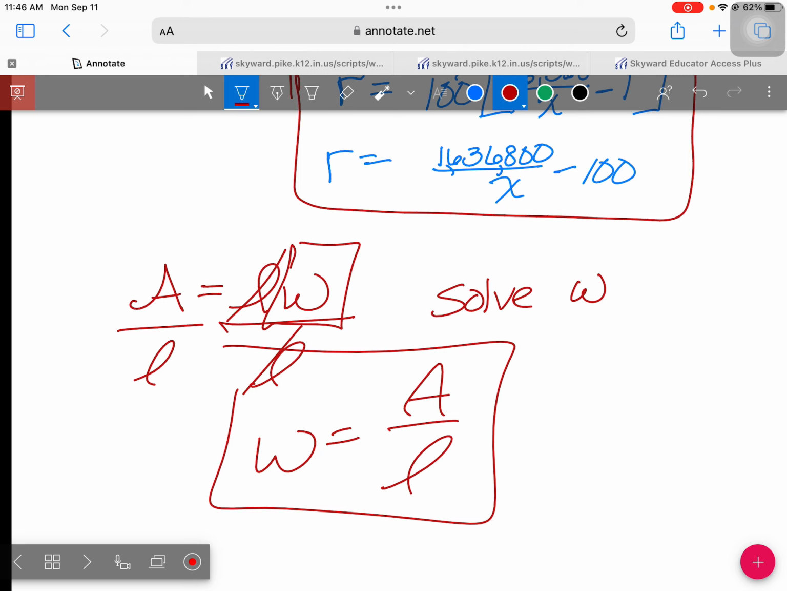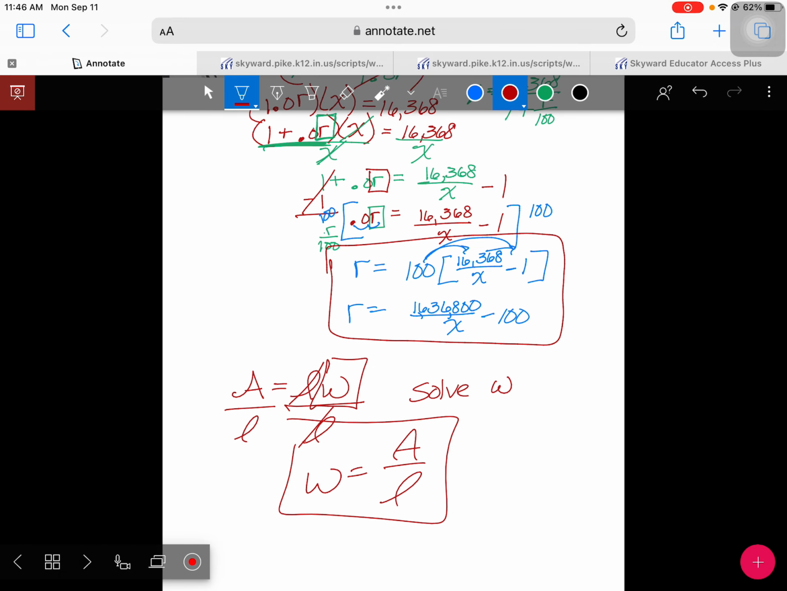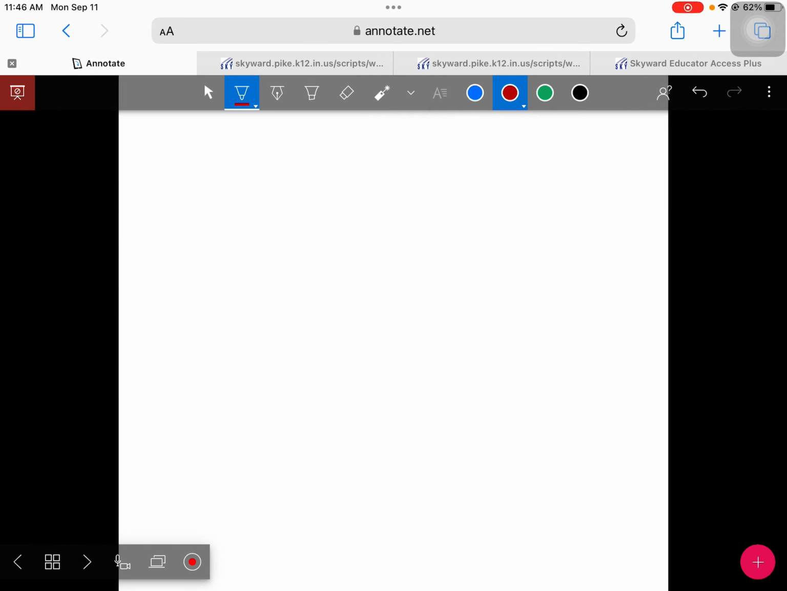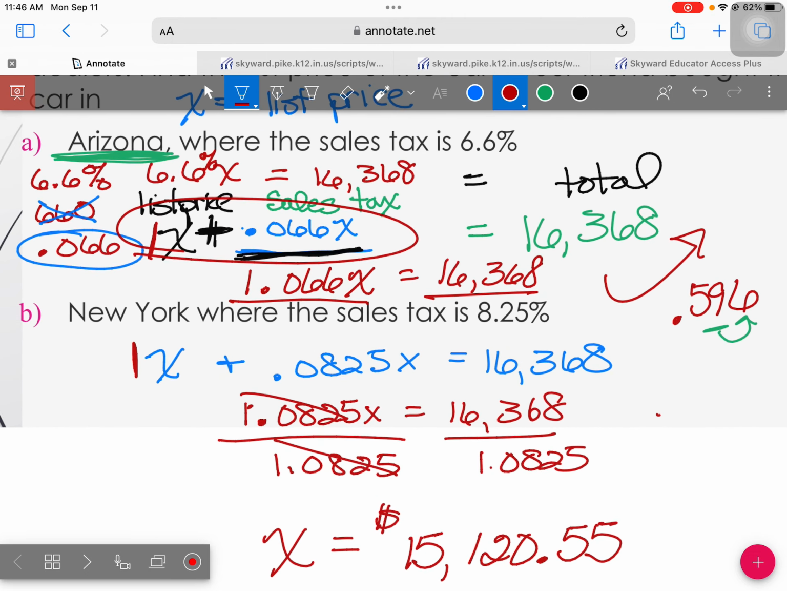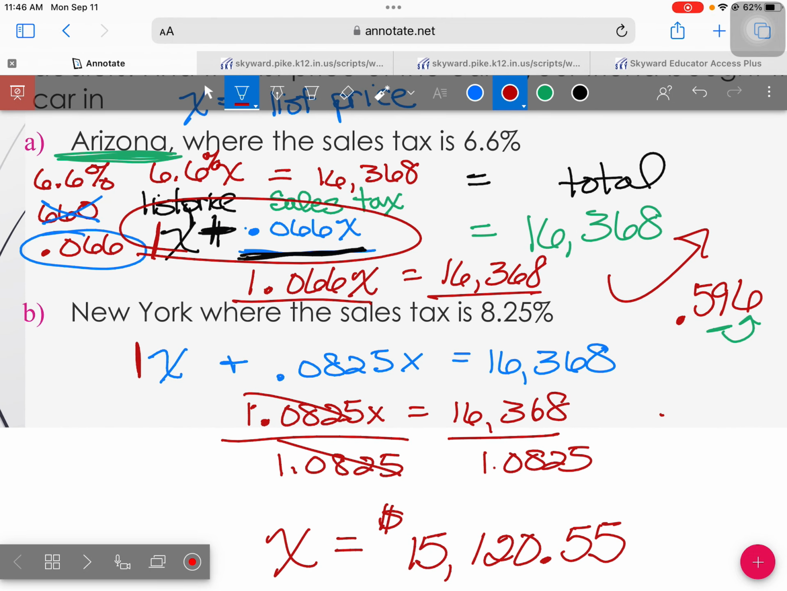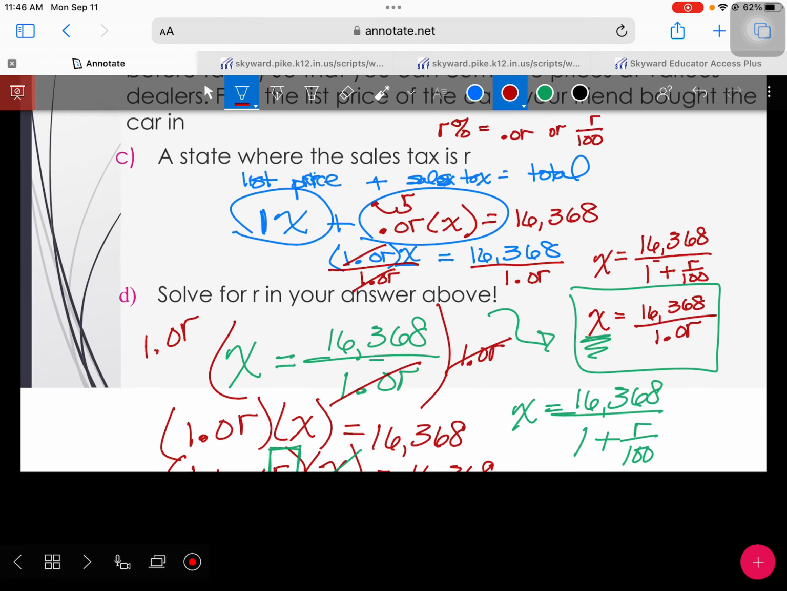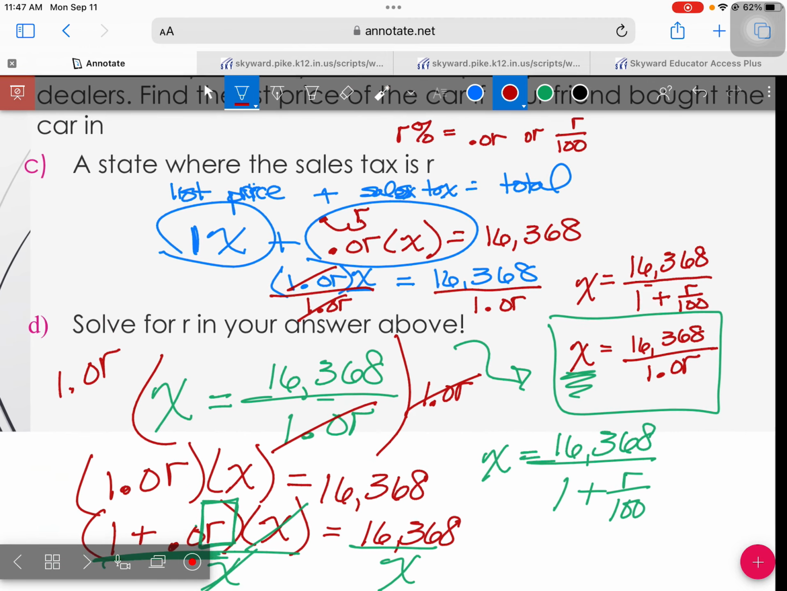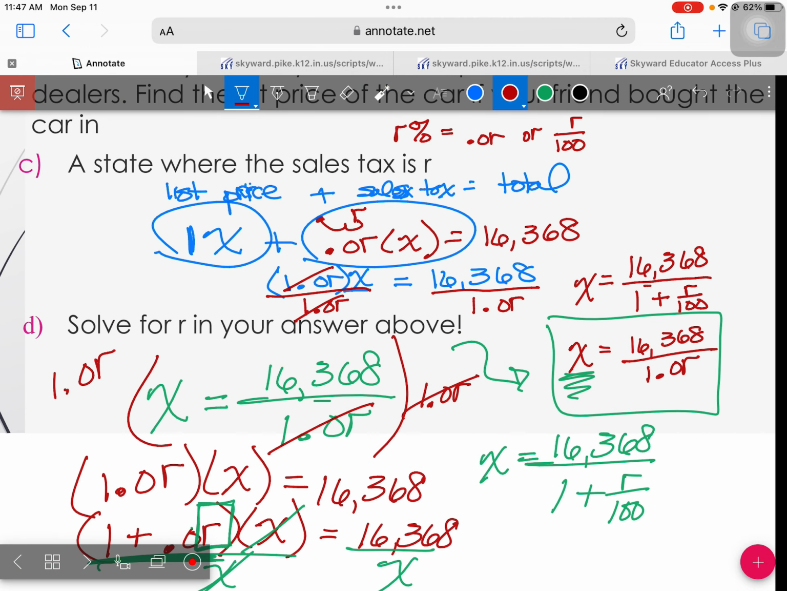All right. The good thing is I did record this, so you can see it, and I do have the notes. Any questions, especially about the first two? Okay? And then the last two were a little bit more tricky because the sales tax was in terms of r.